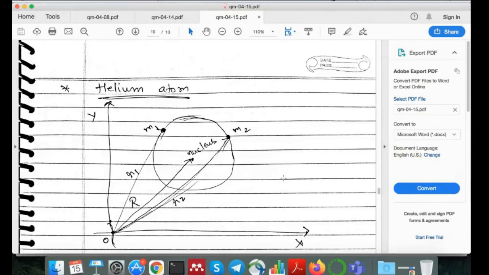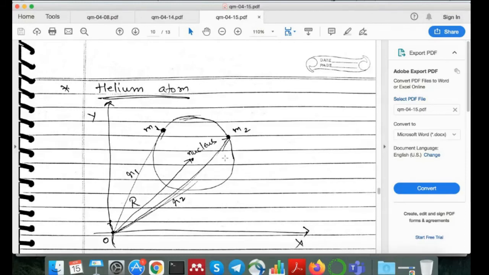Let's say the nucleus is at a distance capital R from the origin, and the first electron is at a distance r1 from the origin, and the second electron is at a distance r2 from the origin. And these two electrons are moving about the nucleus, right? And so this is a three-body problem, essentially.